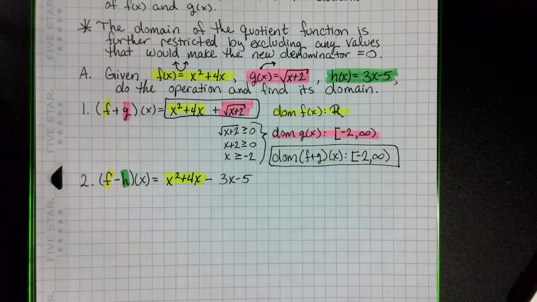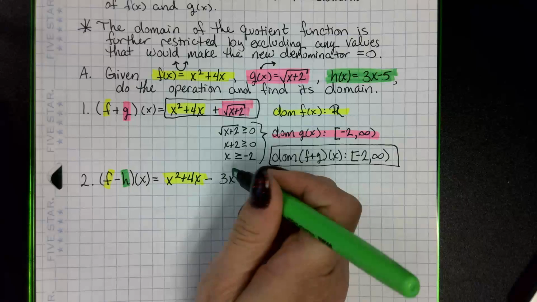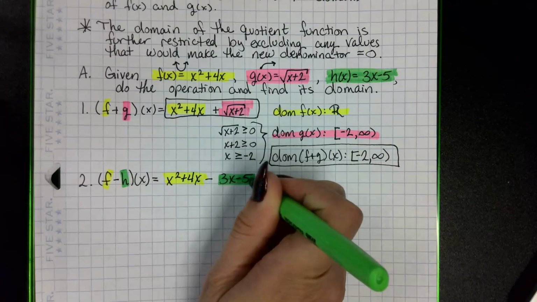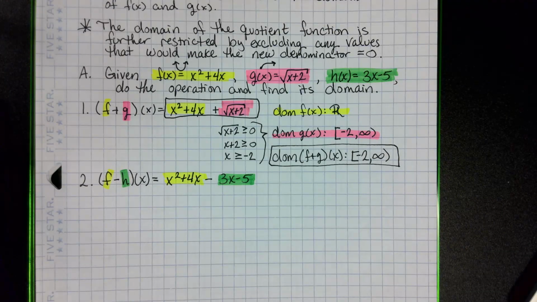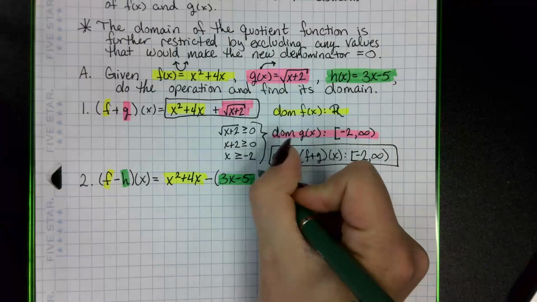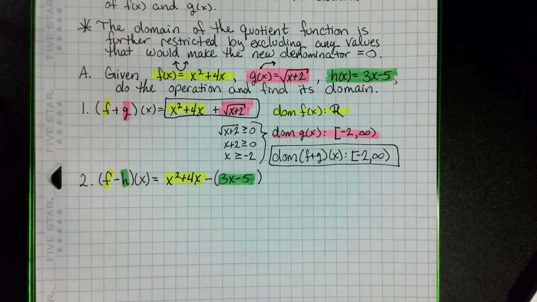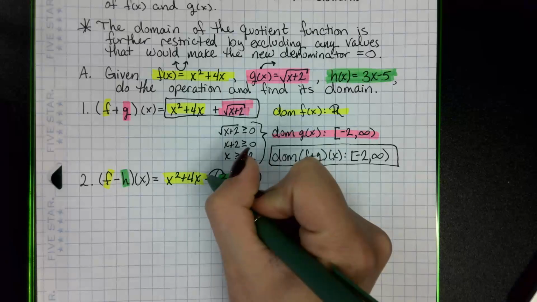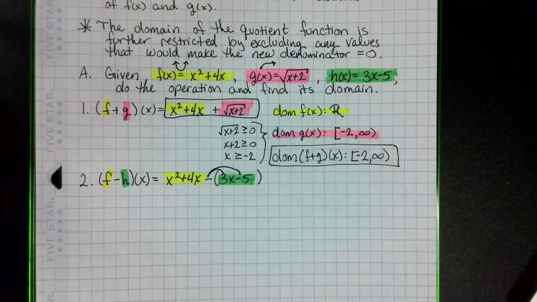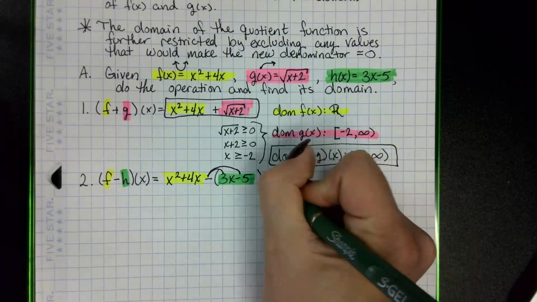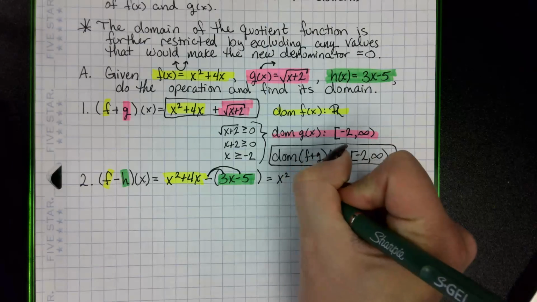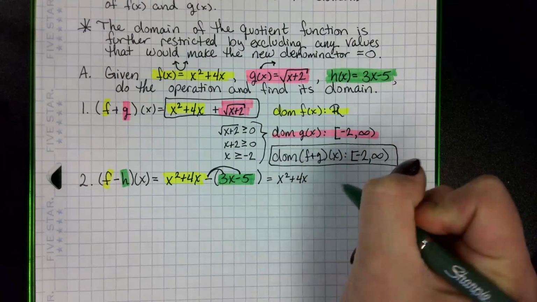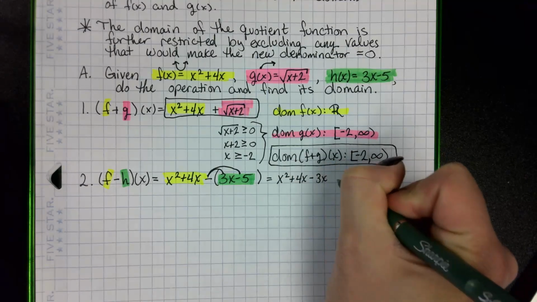Since we're subtracting, we should put the second function in parentheses because we need to subtract the entire thing, not just the first term. So if you're subtracting, you need to put it in parentheses and then simplify it. So this negative will go to the 3x and the -5. So now we have x squared plus 4x minus 3x plus 5.